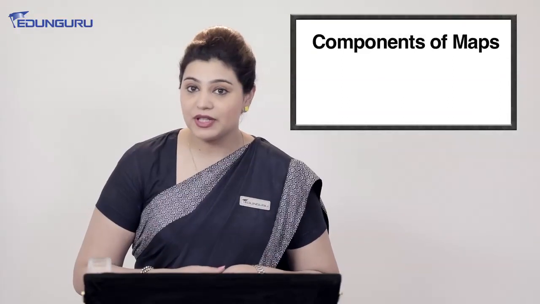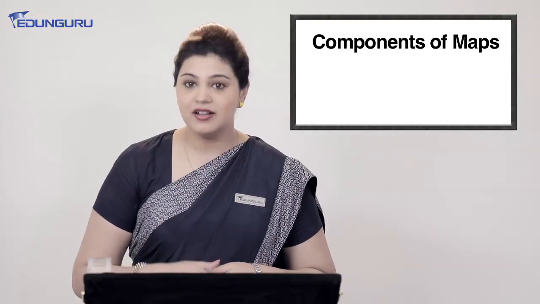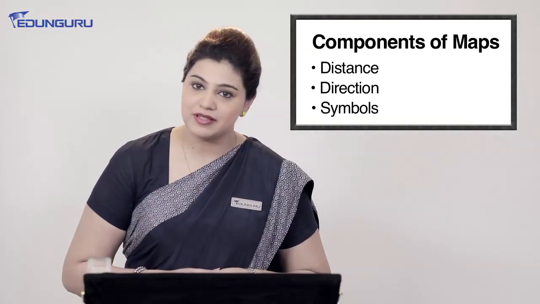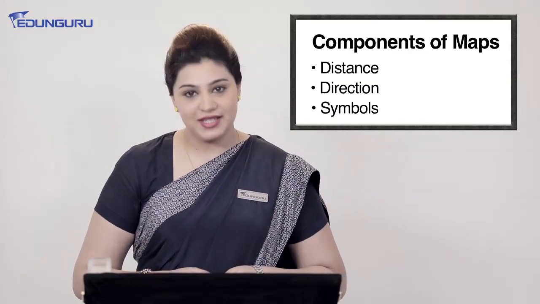Alright, so now we know what maps are and the types of maps. Now let's study the three main components of maps, which are distance, direction and symbols. First, we will be talking about distance. As we know, a map is the representation of the earth on a flat surface. That means that the distances which are big are shown on the map on a small scale.